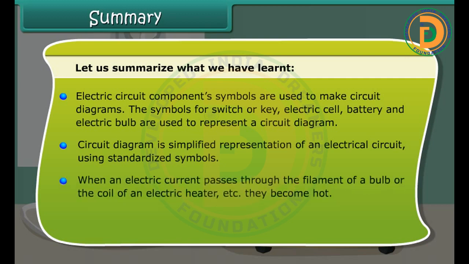When an electric current passes through the filament of a bulb or the coil of an electrical heater, etc., they become hot.